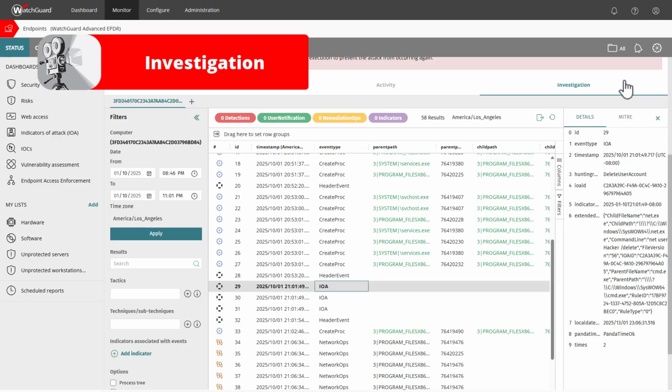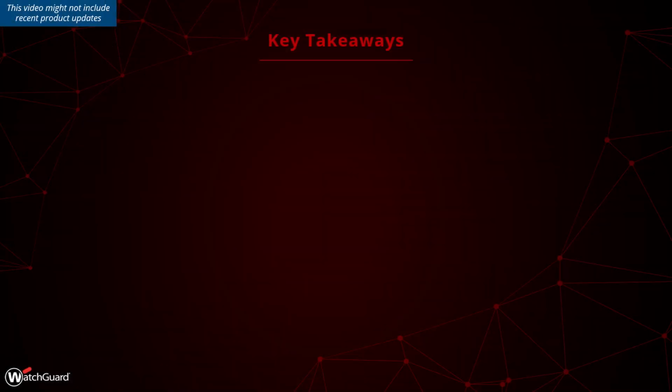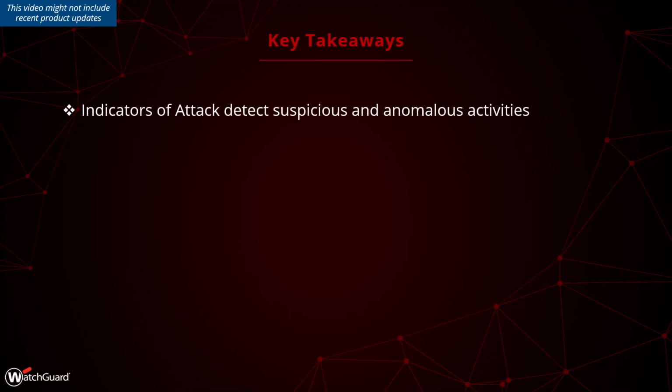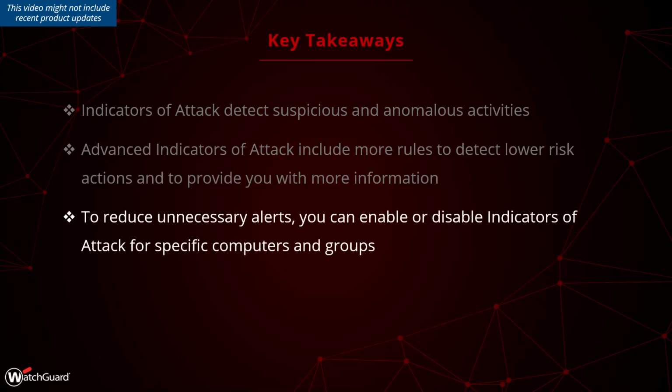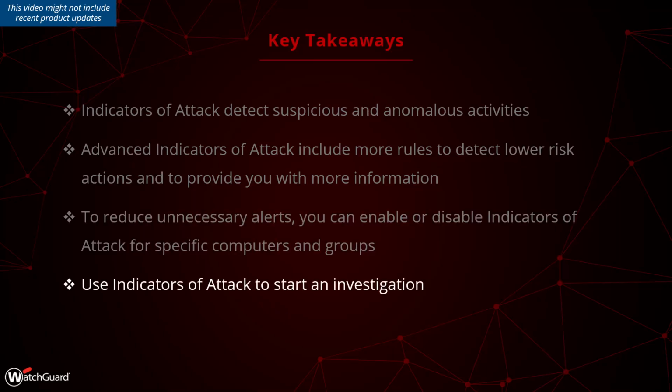In this video, we learned that indicators of attack help detect suspicious and anomalous activities, and advanced indicators of attack unlock additional indicators to track lower risk actions on the computer. These can be great to have a better understanding of what is happening in your environment. We saw how you can configure the indicators of attack to enable or disable individual rules for specific computers or groups. Finally, we saw how we can use indicators of attack to begin an investigation.